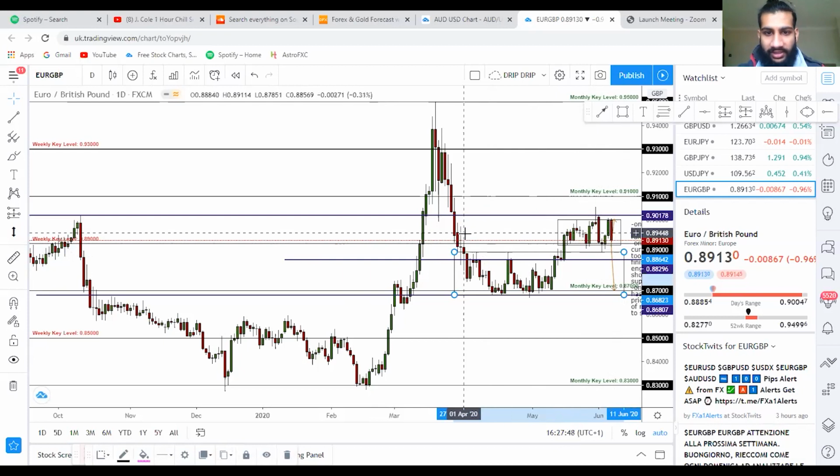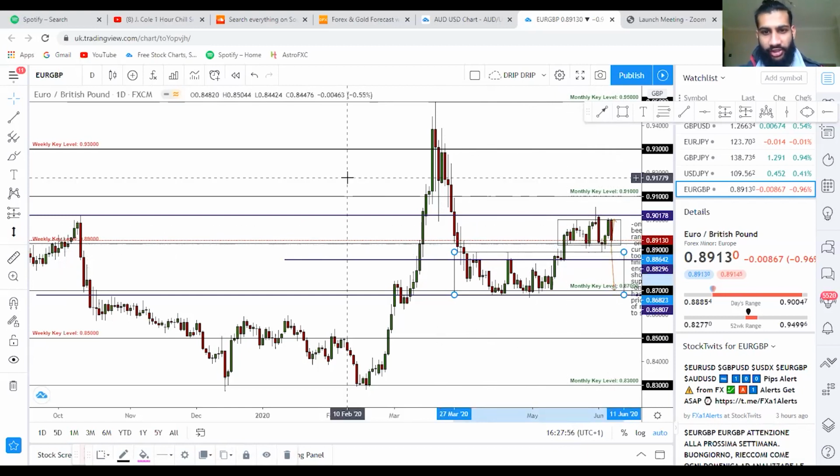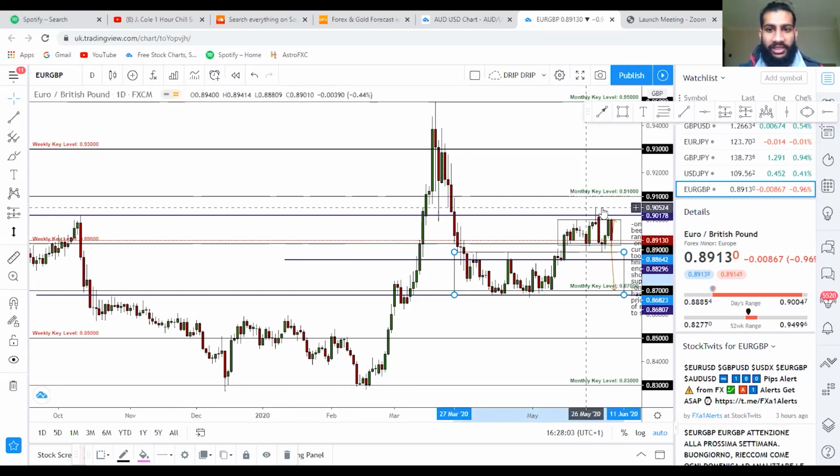Or if you consider the range box to be from this key level over here, you can still wait for a retest, right? It's not really retested just yet. So one thing is price may come down to retest this. Another thing is price may have already found support over here and want to push up.